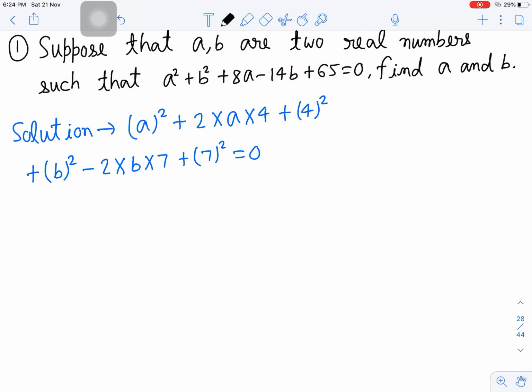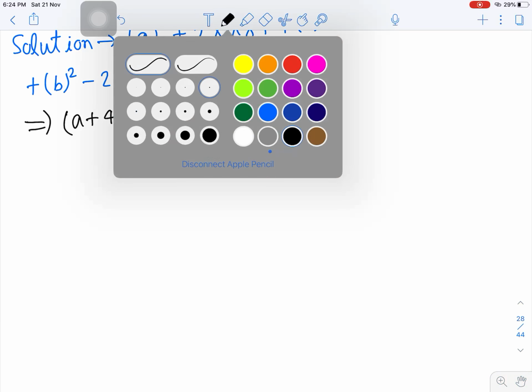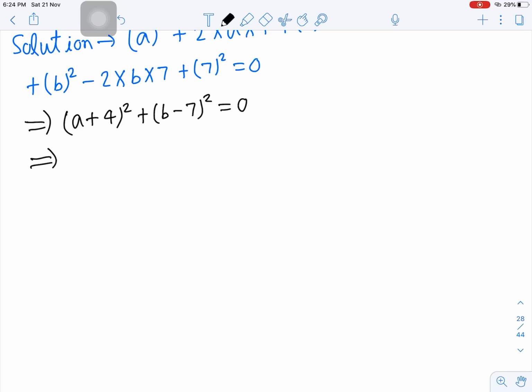Okay, now what will happen to the first 3 terms? The first 3 terms will become a plus 4 whole square, and the next 3 terms will become b minus 7 whole square equal to 0. Now all of you know very well that whenever you have x square plus y square equal to 0, then both terms have to be equal to 0. x will be 0 as well as y will be 0.